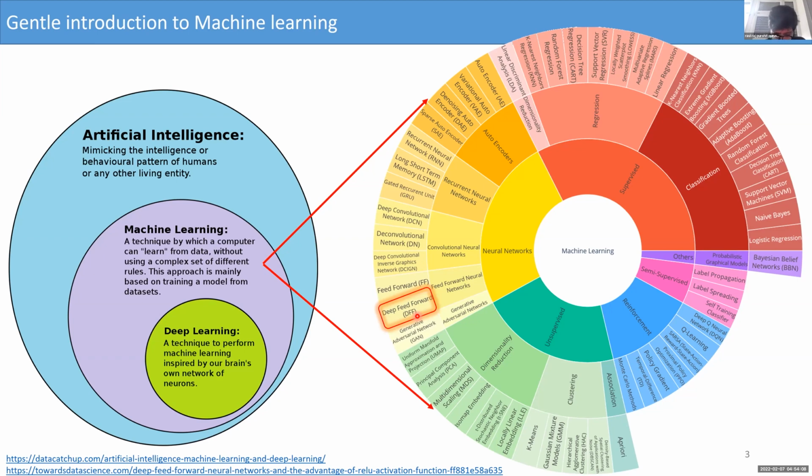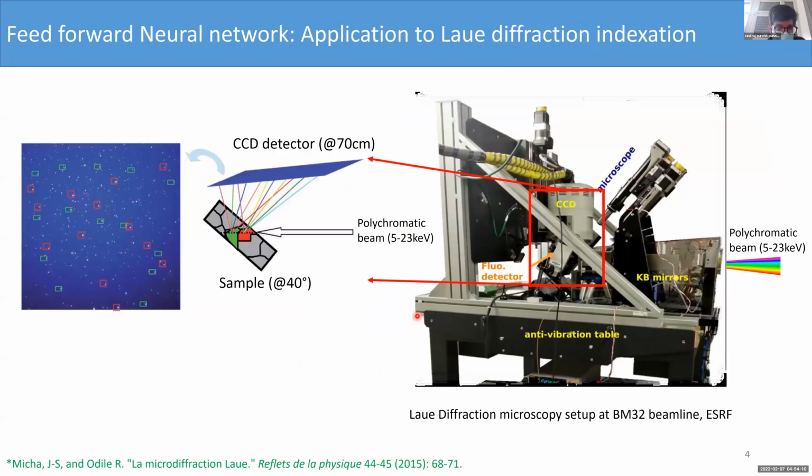So this is the technique that I will show in the preceding slides. So I can probably skip this part. This is the same as what Jean-Sébastien has already explained, that we have a micro-Laue diffraction setup here with a polychromatic beam of 5 to 23 keV. And so it's a spectrum of energy.